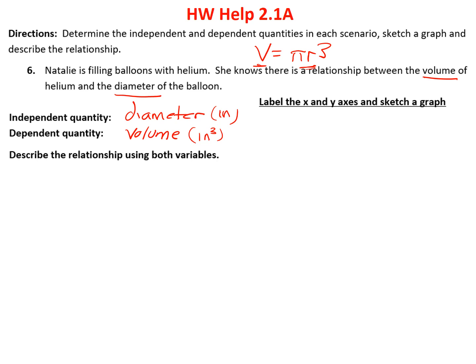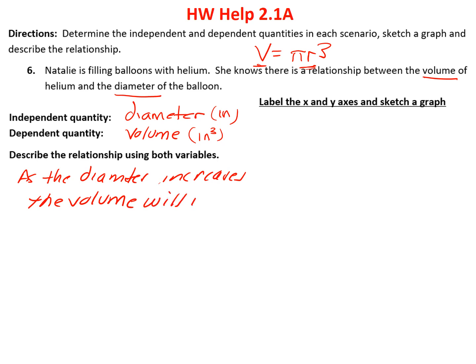Now, what's going to happen is, as the diameter increases, the volume will increase, we'll call it cubically. Meaning, if you increase the diameter by 3, the volume is going to increase by 3 cubed, which is 27 times.